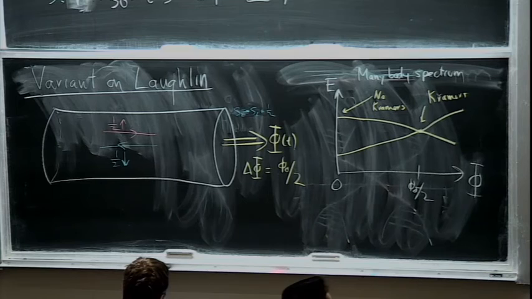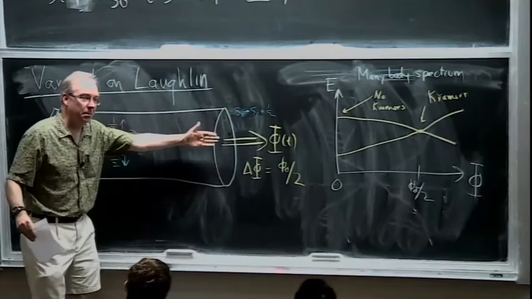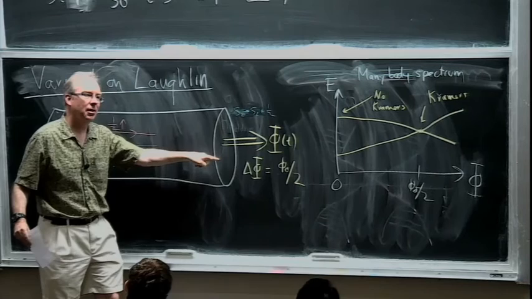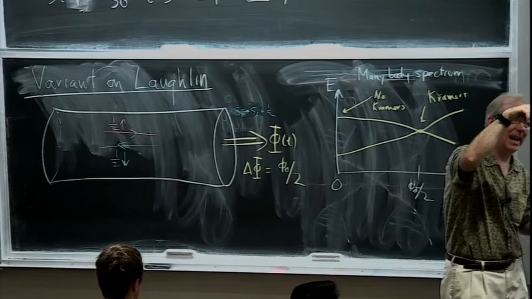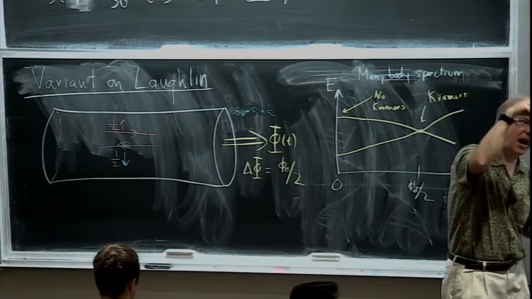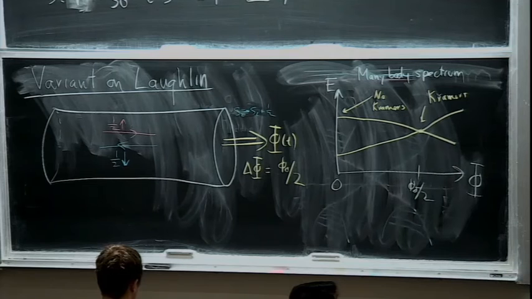Okay, so the argument is that when I thread half of a flux quantum, it's as if I change the spin at the end by one half. So that means that the states at the end go from, so it's as if I added an electron to the end. It's kind of like changing the polarization. Okay, so it's as if I add an electron. It's as if I change the number of electrons at the end from being even to being odd. Okay?